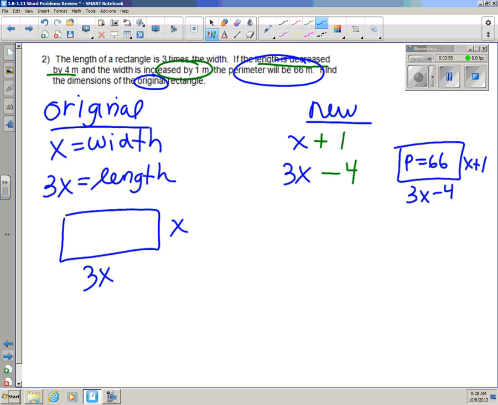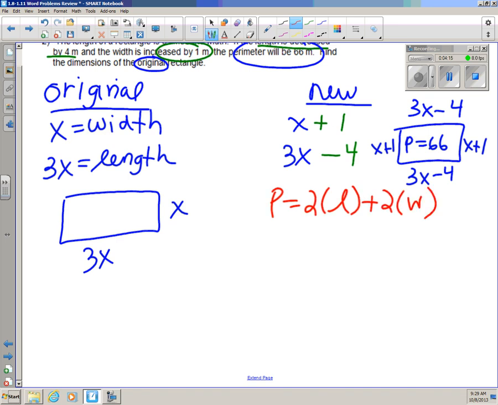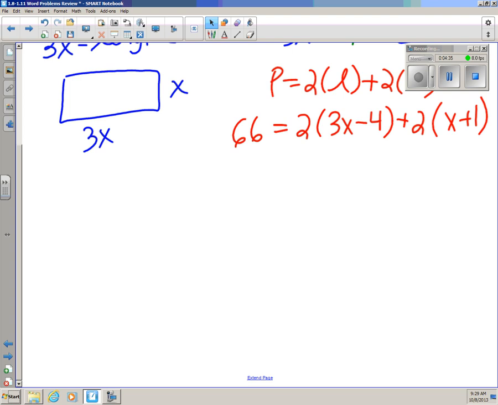Don't forget, when I'm dealing with perimeter, I have to add up all the sides, which means I've got 3x minus 4 and x plus 1. Perimeter, add up all the sides, or some people might remember the formula: perimeter equals twice the length plus twice the width. The perimeter is 66 of the new rectangle. So I'm going to do twice the length, 3x minus 4, and twice the width, x plus 1. Essentially, all you're doing is adding up all 4 sides. There's 2 lengths, there's 2 widths.